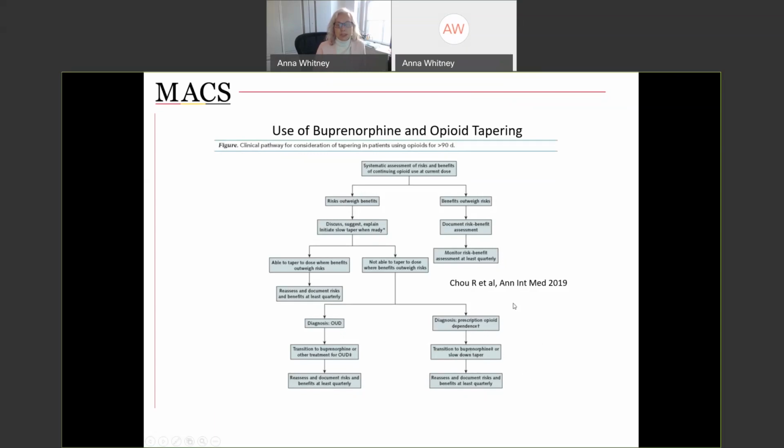But regardless, I think, whether the patient has a diagnosis of an opiate use disorder or a prescription opioid dependence, the role that buprenorphine can play in helping patients who have difficulty with this taper and still have pain, buprenorphine is really something to consider in that patient population.